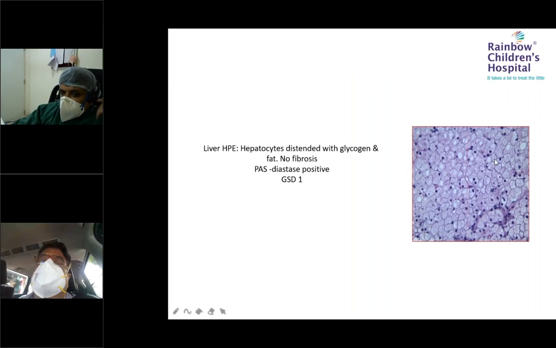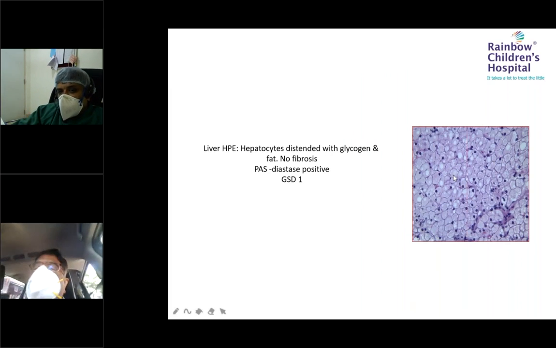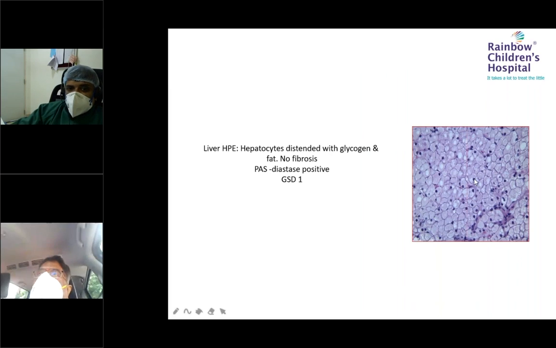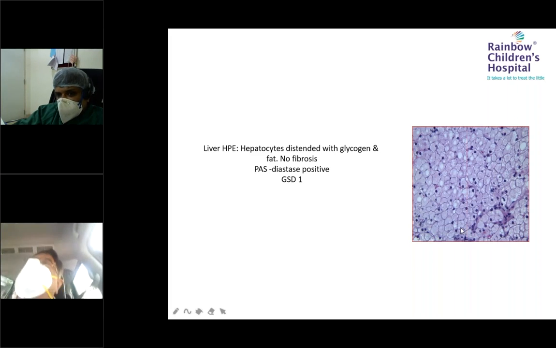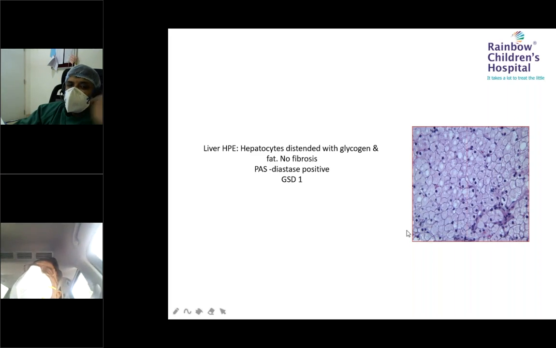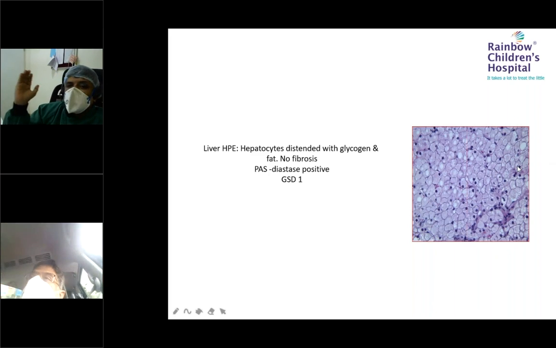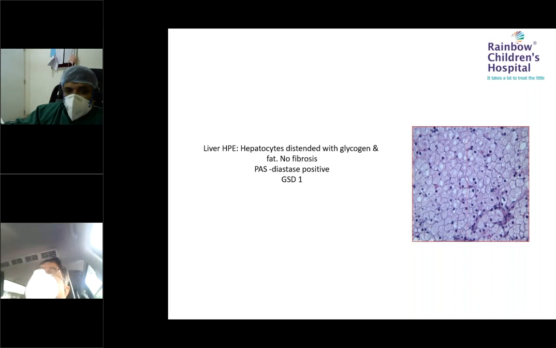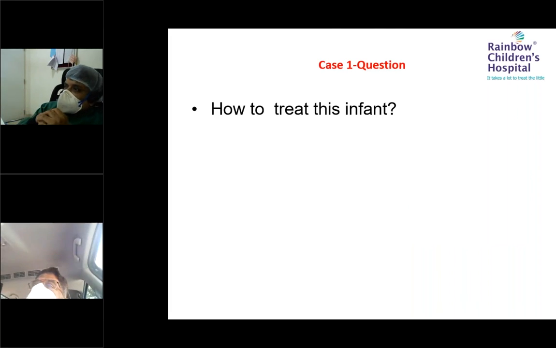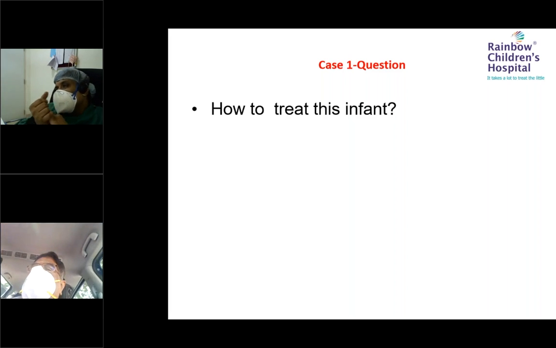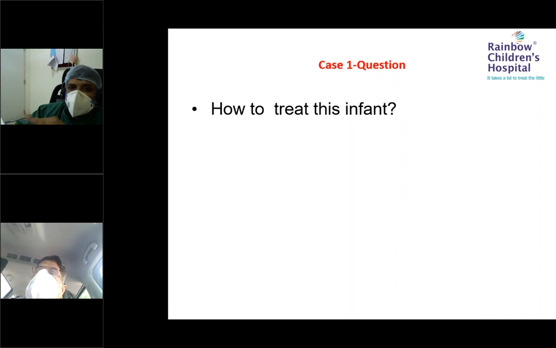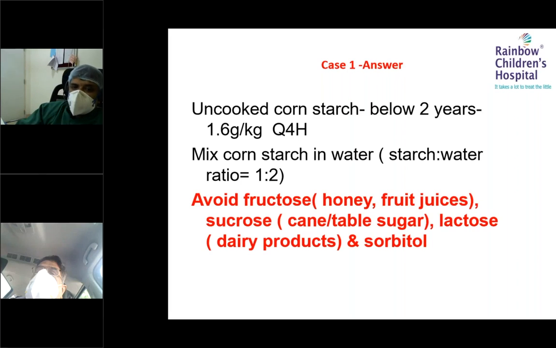So this is the liver biopsy picture of this baby, where one can see all the hepatocytes are enlarged and they are distended with glycogen. There is no fibrosis seen in between the hepatocytes, and they are PAS positive and diastase sensitive. So this again fits into the prototype of GSD type 1. So how to treat this? Yes, frequent feeding in the younger age group. So this baby is only 4 months old. So frequent feeding, avoiding prolonged fasting. Whereas in older children beyond 6 months of age, we can go for uncooked cornstarch.